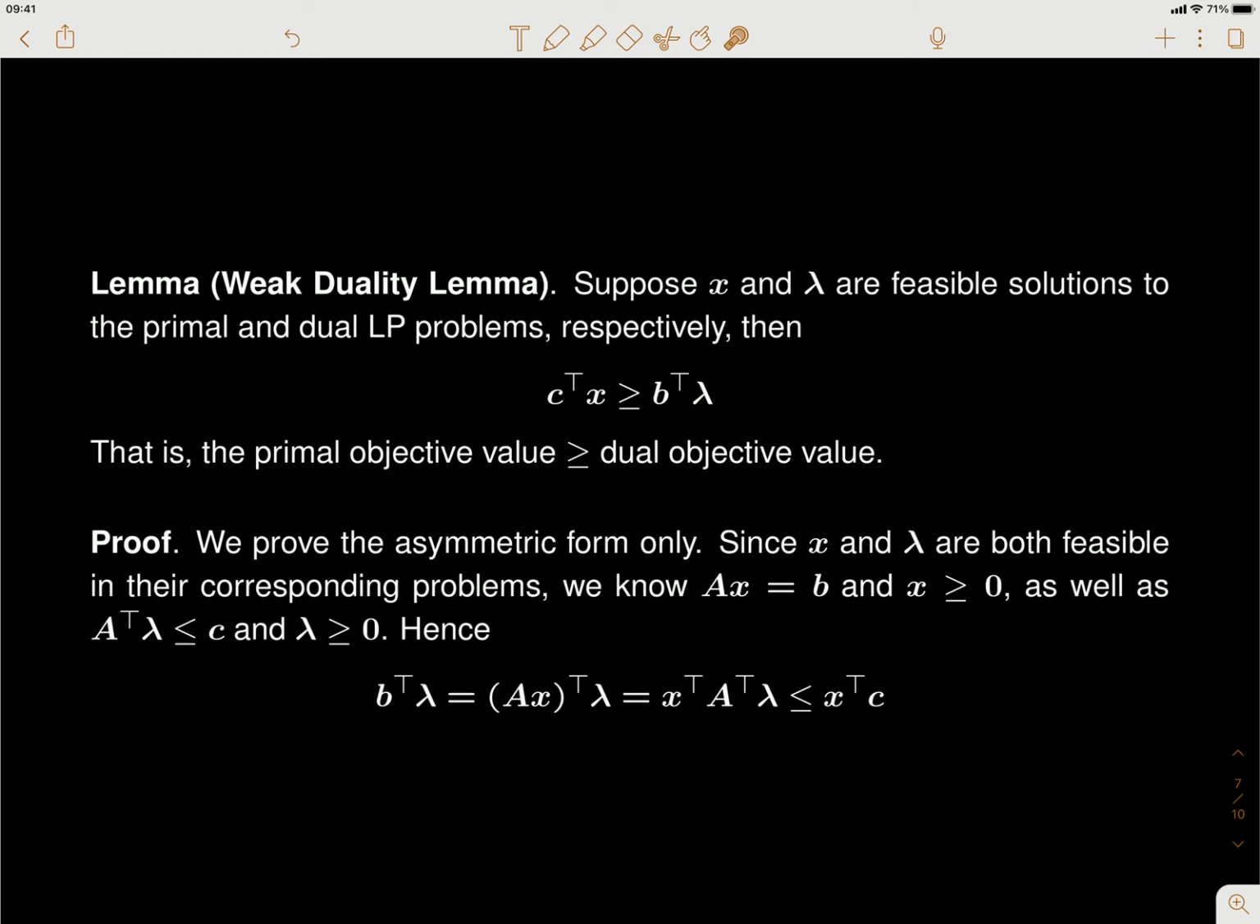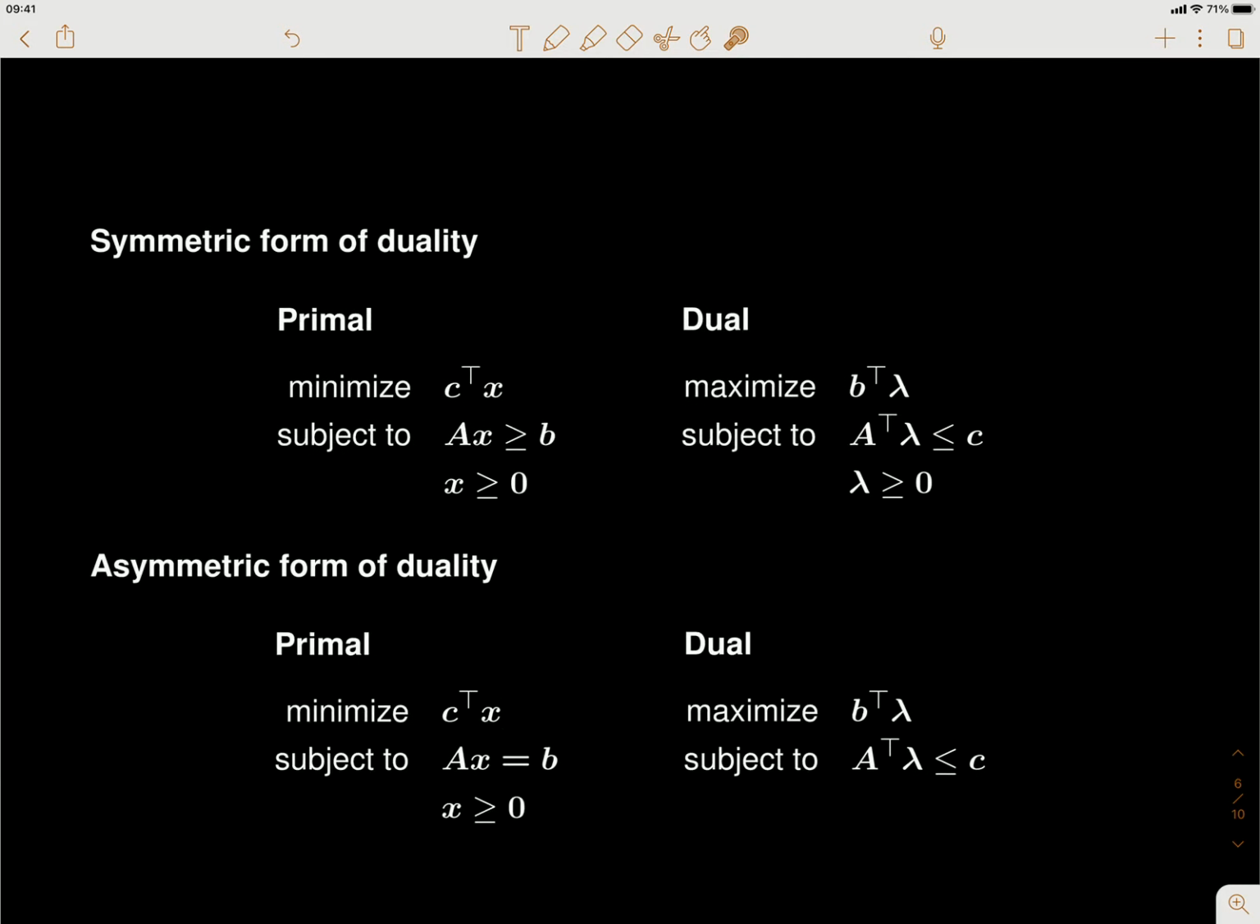So that means when we plug x into the objective function and plug lambda into its own objective function, this is greater than or equal to this. We can prove this for the asymmetric form only, since these two can be converted to each other easily.